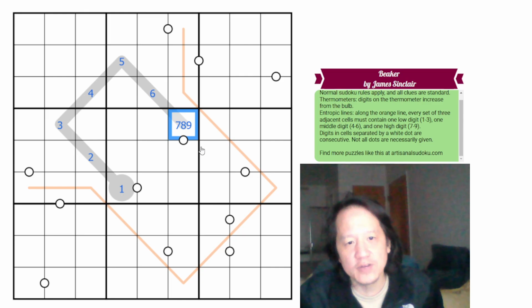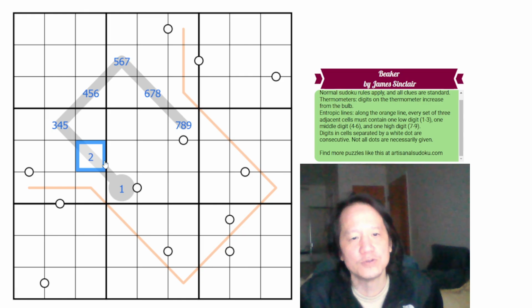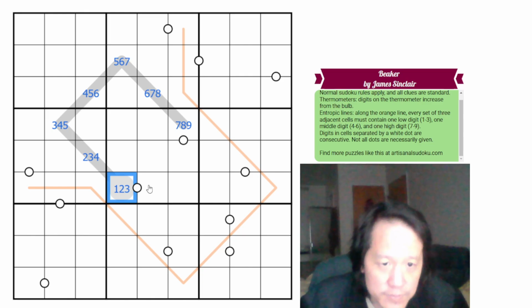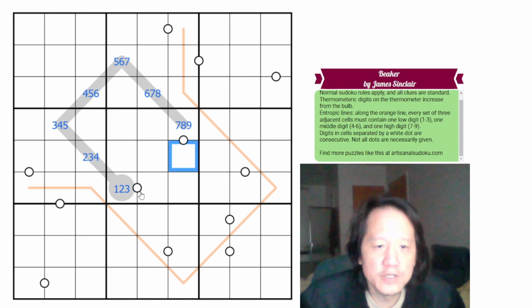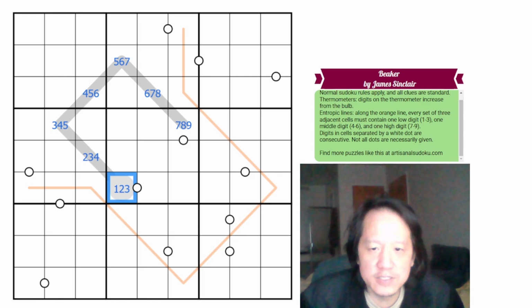So this is 7, 8, or 9, which means this has to be less than this, which means it has to be 6, 7, or 8, which means this is 5, 6, or 7. This is 4, 5, or 6, 3, 4, 5. 2, 3, 4, or 1, 2, and 3. Interestingly enough, this has to be the low set, and this has to be a high set. We don't know about these, though. This has to be a middle set, 4, 5, or 6.